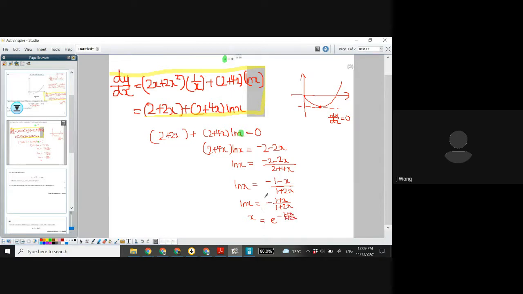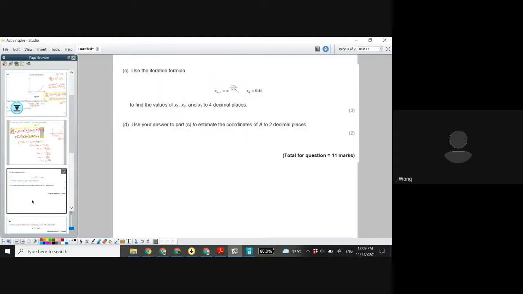So x as required is e to the minus 1 plus x all over 1 plus 2x. And now here, this is the differentiation and the rearrangement that they're asking us to know so far for this question. And now for C, it jumps into the numerical methods.